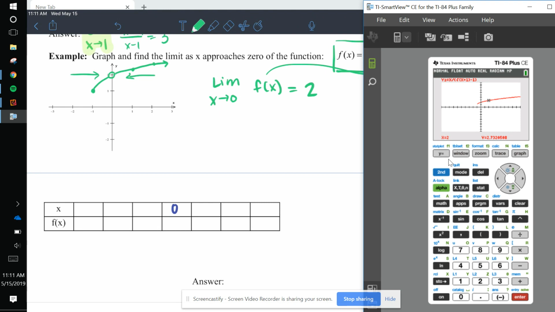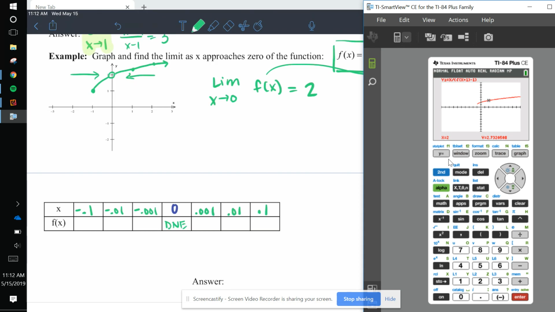So go ahead and plug in values that are close to 0. I know at 0 it's undefined because I already plugged that in. So what I want to do is get values that are really close to 0, like negative 0.1, negative 0.01, negative 0.001, getting closer and closer to 0. On the right, we'll do the same: 0.1, 0.01, 0.001. Same, but positive.